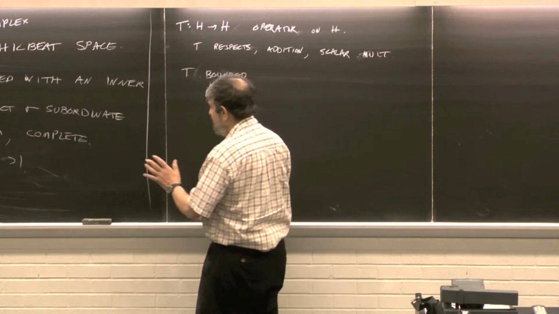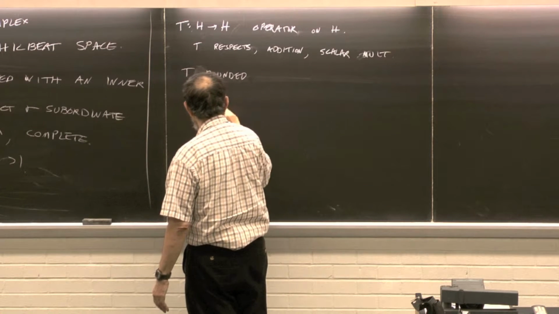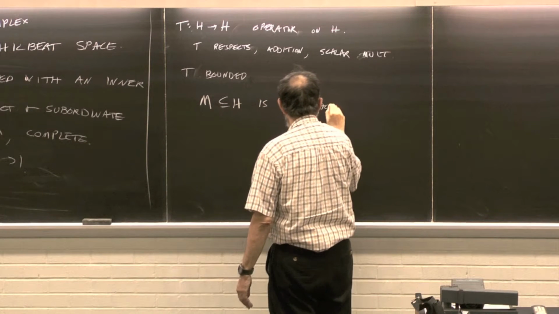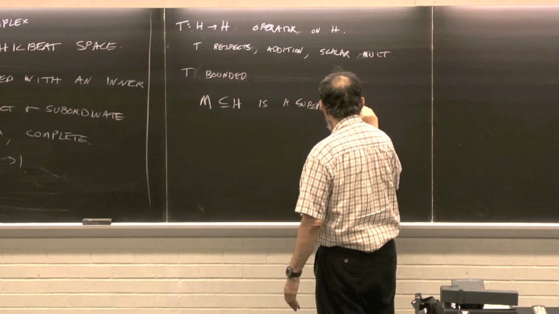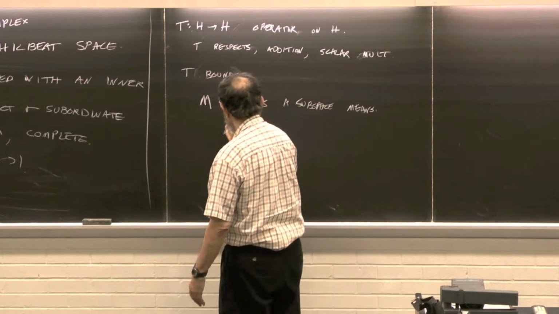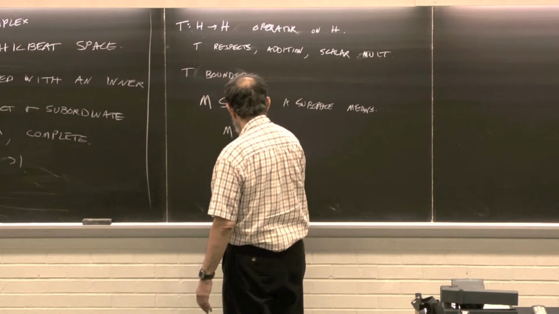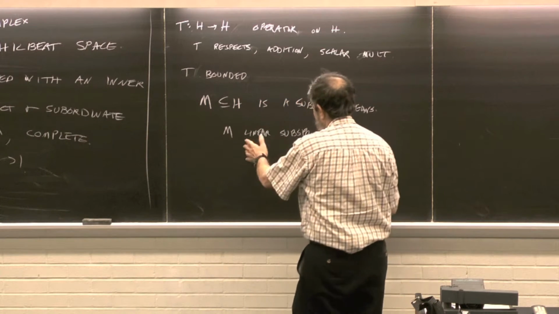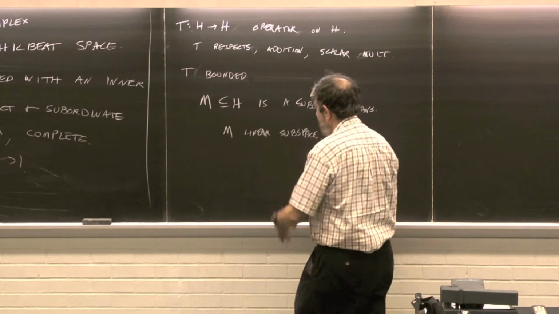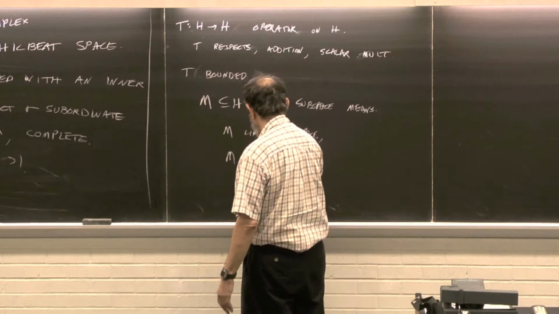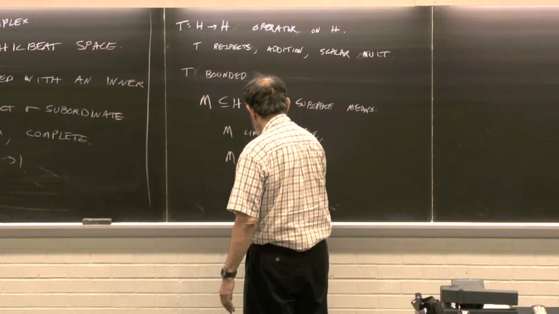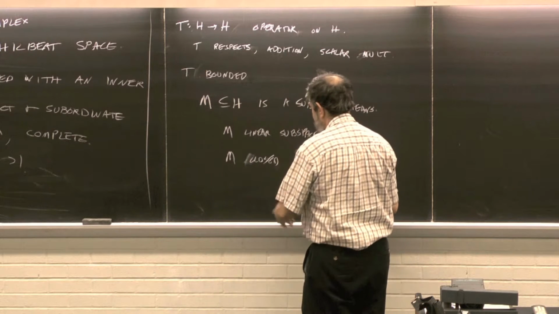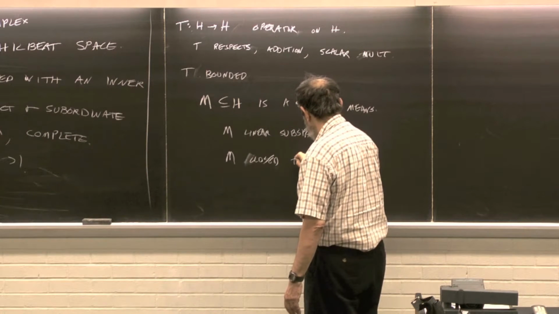The other kind of thing that we're going to study is subspaces. So M contained in H is a subspace. In this category, that means that M is a linear subspace, first of all, so stable under addition and scalar multiplication. And we're also going to assume that M is closed in the underlying norm topology. One of the things we're going to do as we go along is see why there's this plethora of topologies in analysis. Hopefully I'll give you some closed topology.